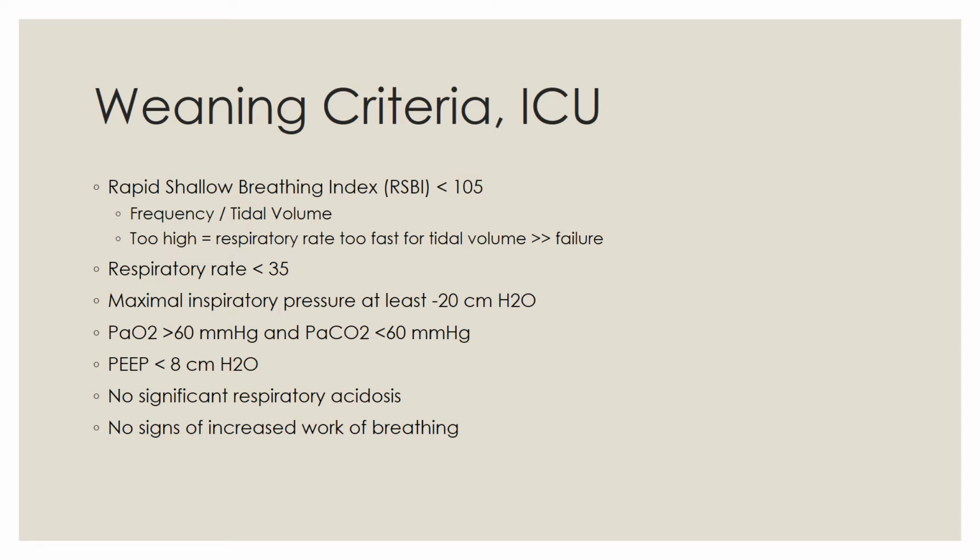Some other criteria that we tend to look for before extubating patients are a respiratory rate less than 35, a maximal inspiratory pressure of at least negative 20 centimeters of water. So that means that the inspiratory respiratory muscles are good and strong. A PaO2 of at least 60 millimeters of mercury and a PaCO2 of less than 60 millimeters of mercury is important, which means that we're both oxygenating and ventilating. The patient should be at a reasonably low level of PEEP, less than 8 centimeters of water. And also, a patient should have no significant respiratory acidosis, which would cause them the need to hyperventilate, and no signs of increased work of breathing.